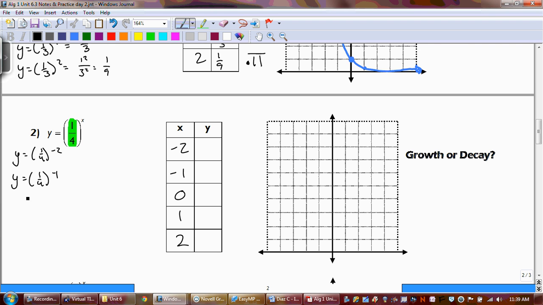1/4 to the -1st. 1/4 to 0. 1/4 to the first, and y equals 1/4 squared. Okay, you can plug it in, you can do whatever you want to. Why don't you see if you can pause the video and fill all of the y stuff in, and then we'll graph it together. Okay, good luck.